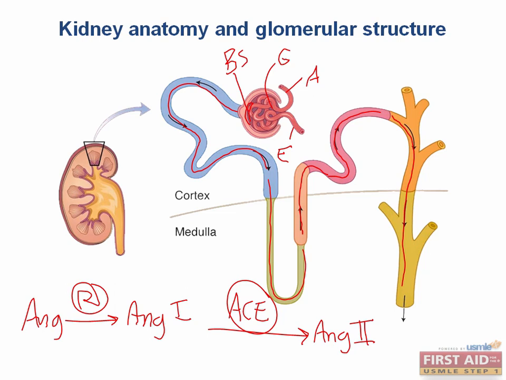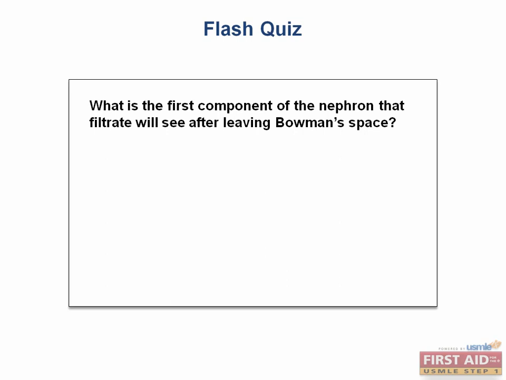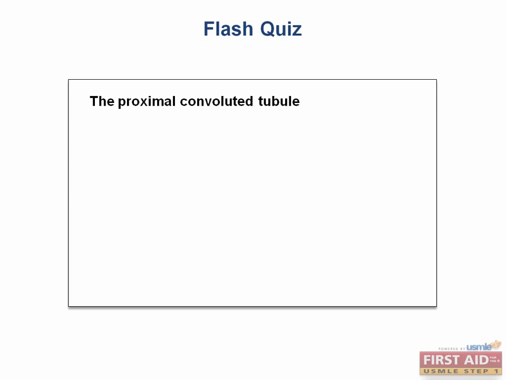Now, what will be the function of these capillaries? Well, they'll reabsorb filtrate, unlike the glomerular capillaries, which do what? Filter the plasma. Flash quiz. What is the first component of the nephron that filtrate will see after leaving Bowman space? Answer: the proximal convoluted tubule.